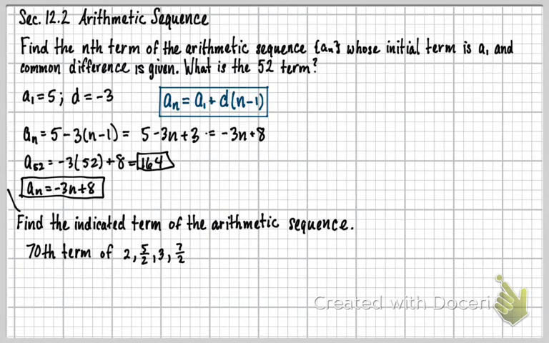Now let's try this problem below here. It says, find the indicated term of the arithmetic sequence. 70th term of 2, 5 halves, 3, 7 halves, and so on. I should have a dot dot dot here. So it continues. So again, remember, how do we find d?